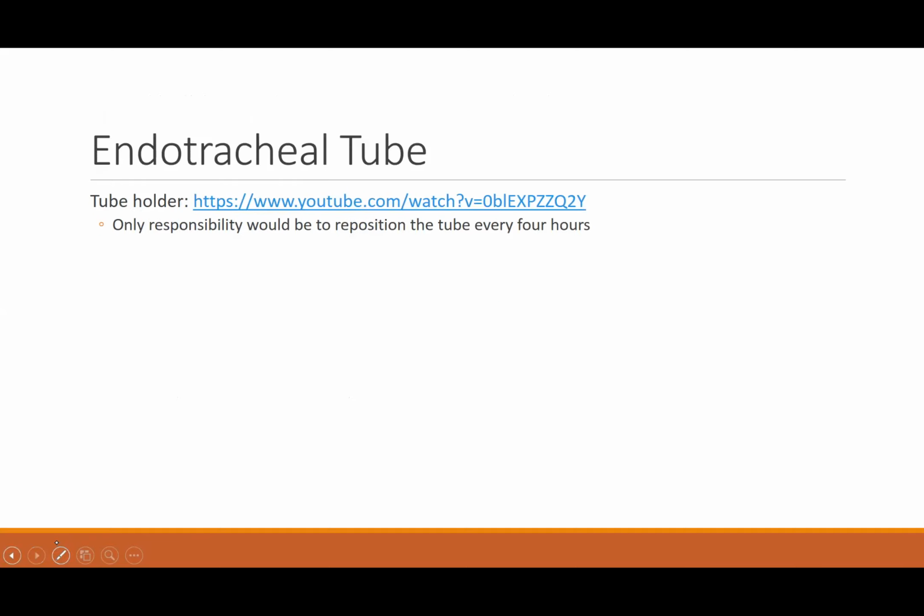This is just a link to the endotracheal tube holder that we use. Of course, your only responsibility would be to reposition the tube every couple of hours. The respiratory therapist is really responsible for putting the tube holder on. If it needs to be replaced, anything like that, they're going to manage for us.